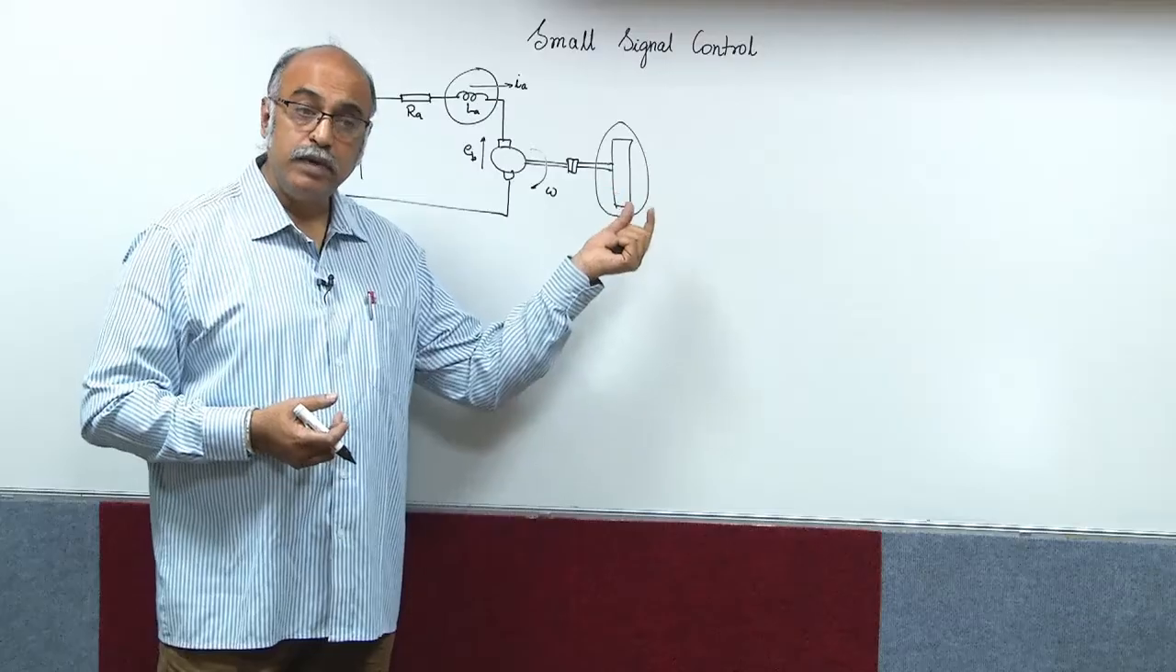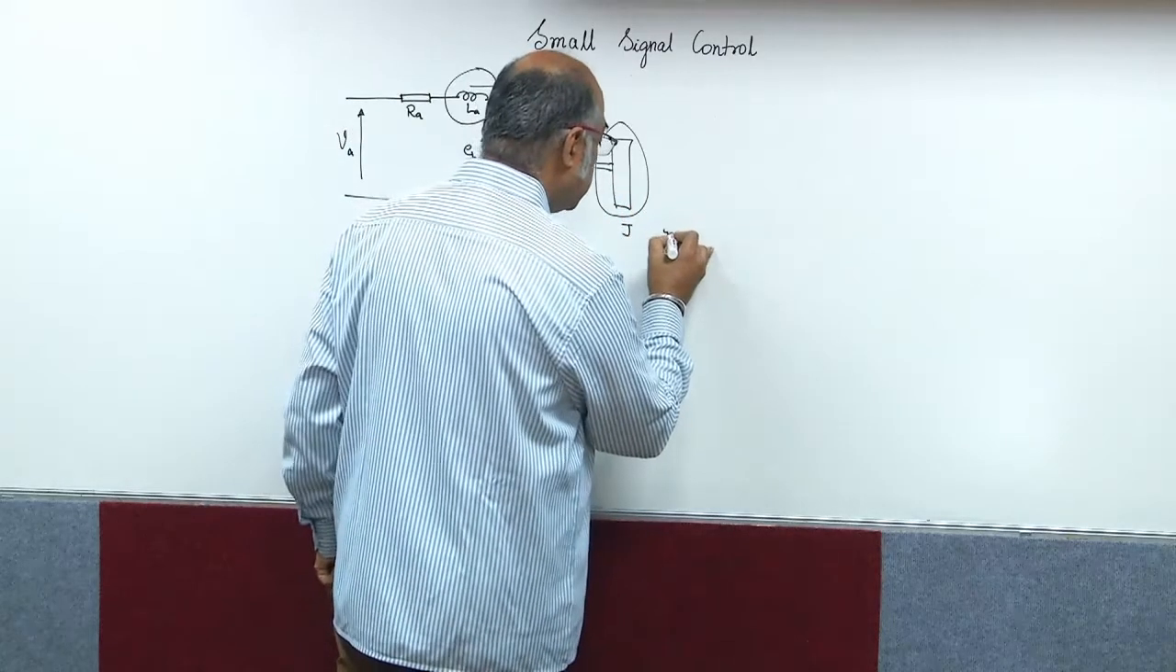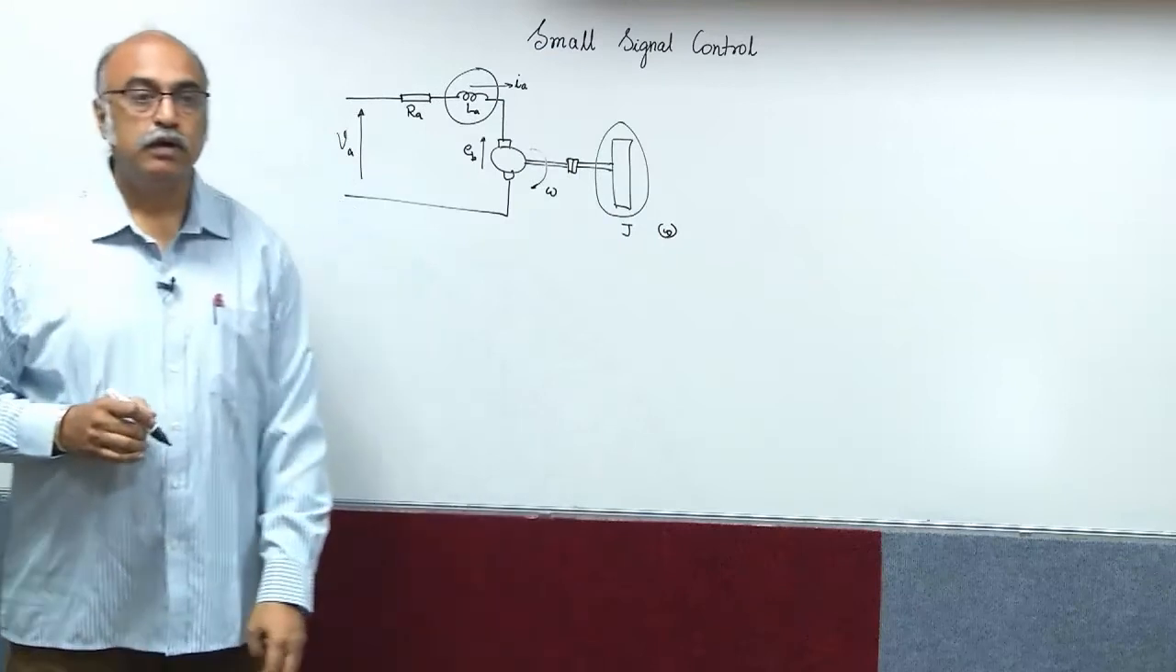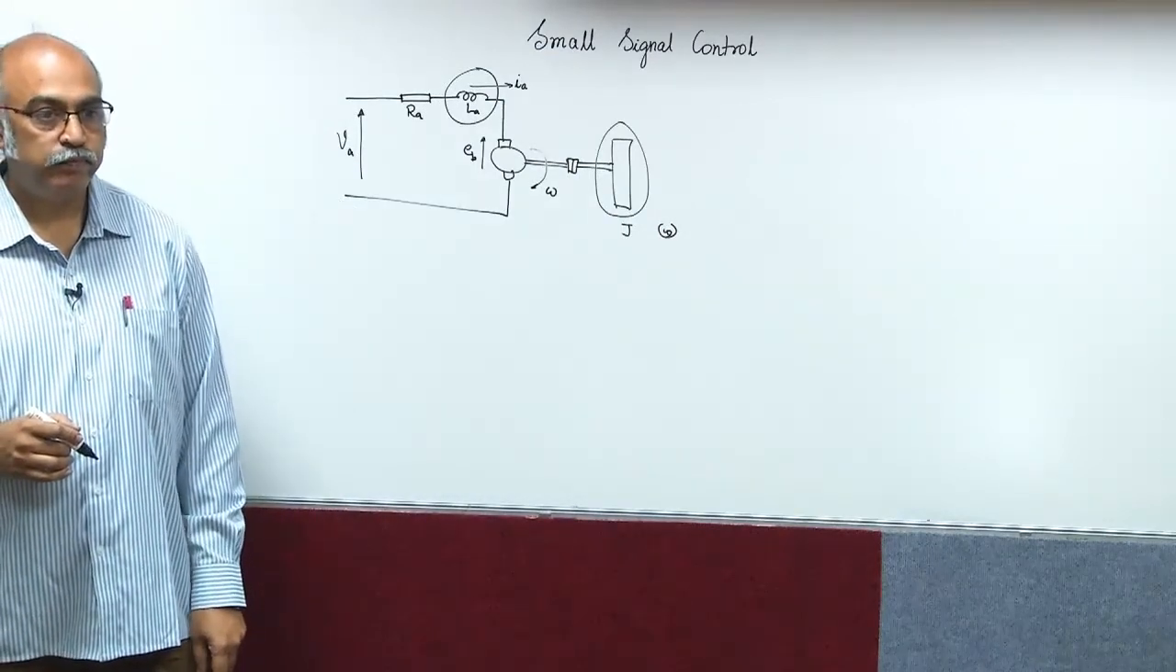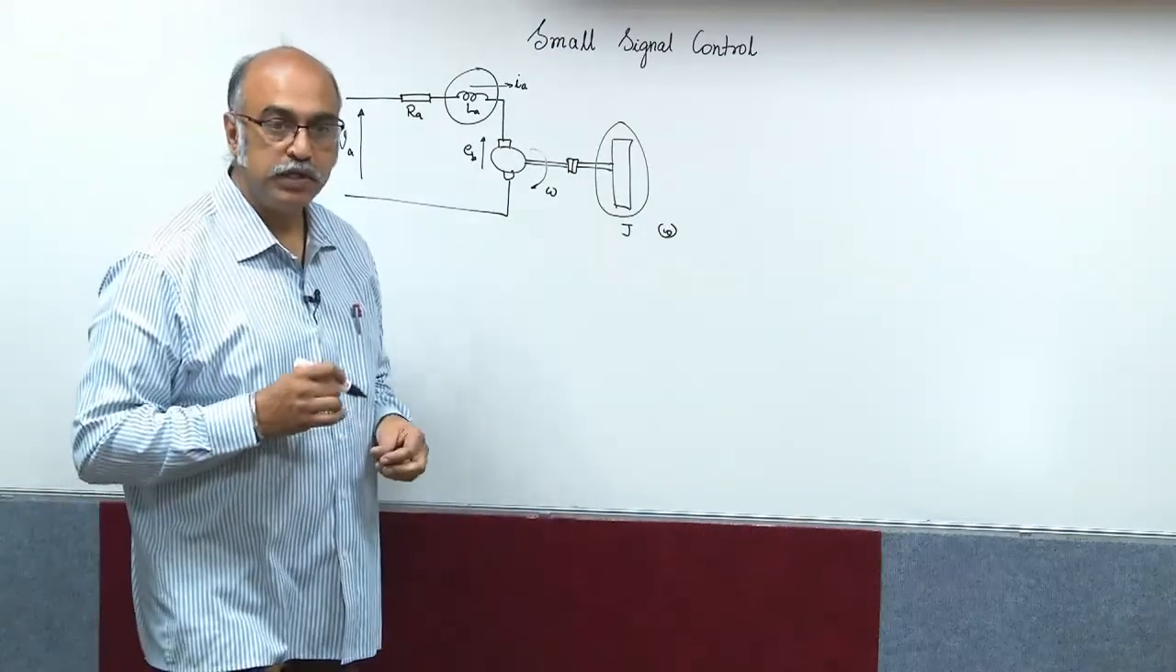So, omega will be another state variable, energy storage. So, it is a two state variable system.